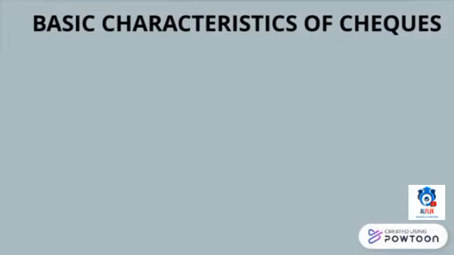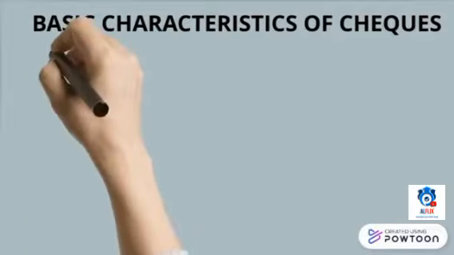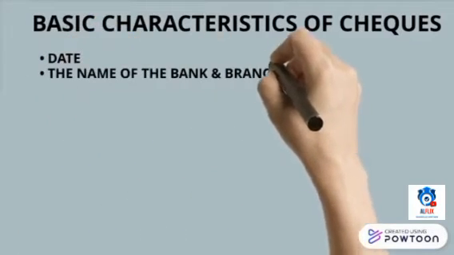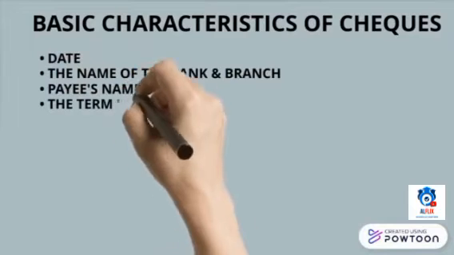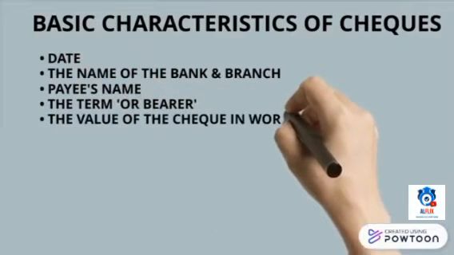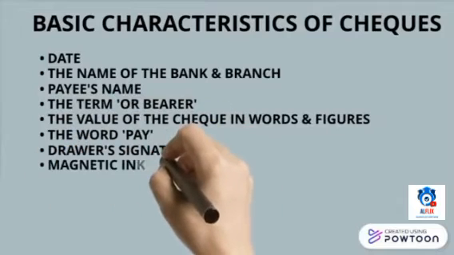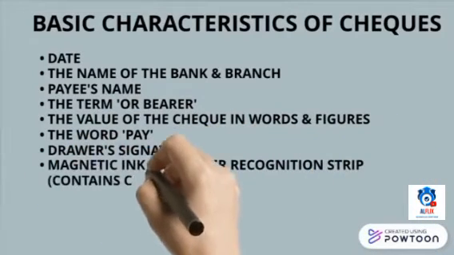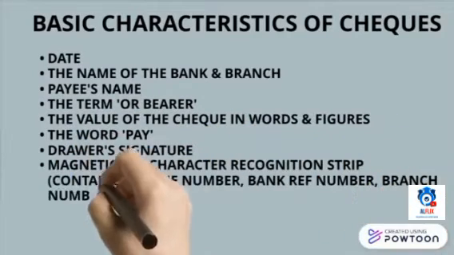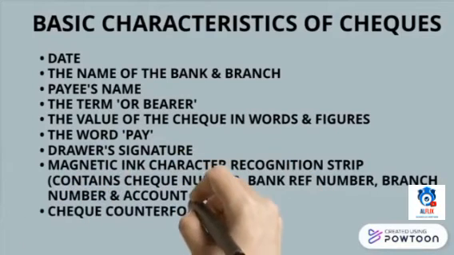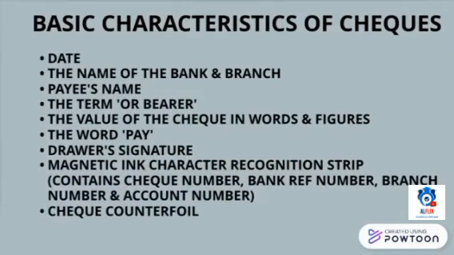Basic characteristics of a check: date, the name of the bank and branch, payee's name, the term or bearer, the value of the check in words and figures, the word pay, drawer's signature, magnetic ink character recognition stripe, which contains check number, bank reference number, branch number, and account number. Check counterfoil.